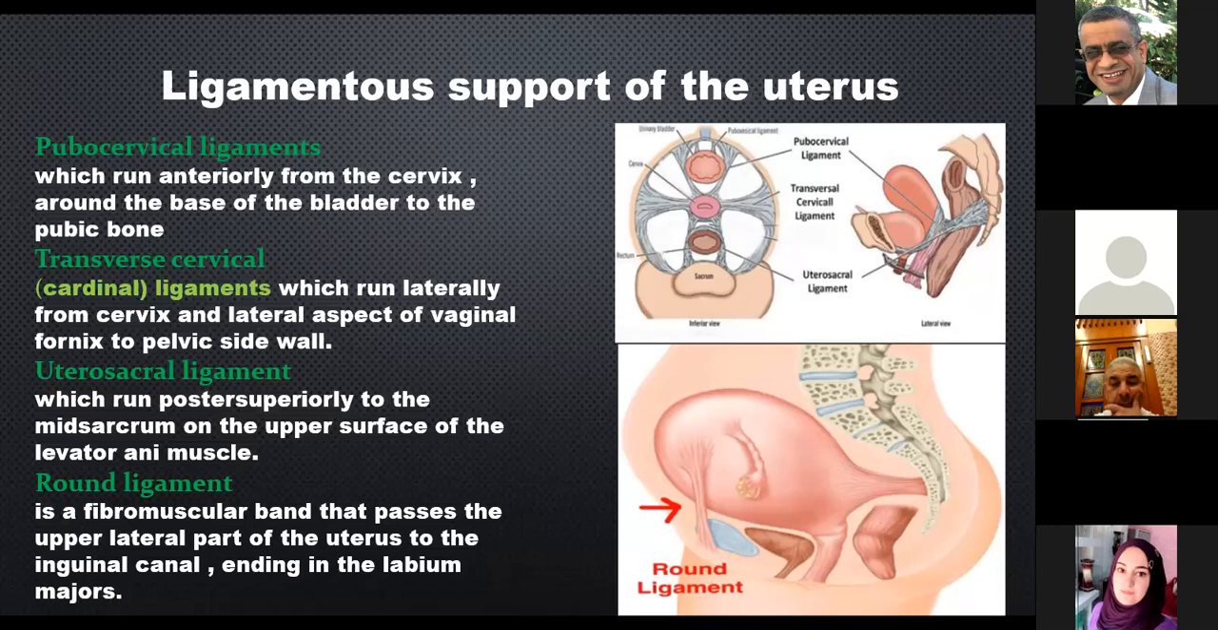muscle. The round ligament is a fibromuscular band that passes from the upper lateral part of the uterus to the inguinal canal, ending in the labium majus.